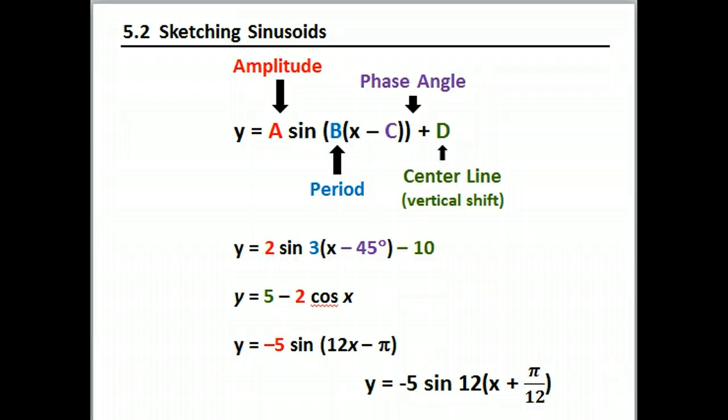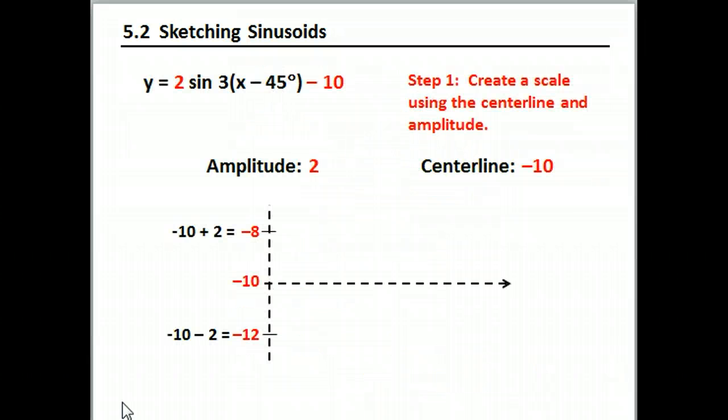All right, let's get started. Here we have a sine curve. We first look for our amplitude and our center line. Our amplitude is 2. Our center line is negative 10. Therefore, we will have a dashed line instead of a solid line. If we were at 0, it would be a solid line. But here we're at negative 10.